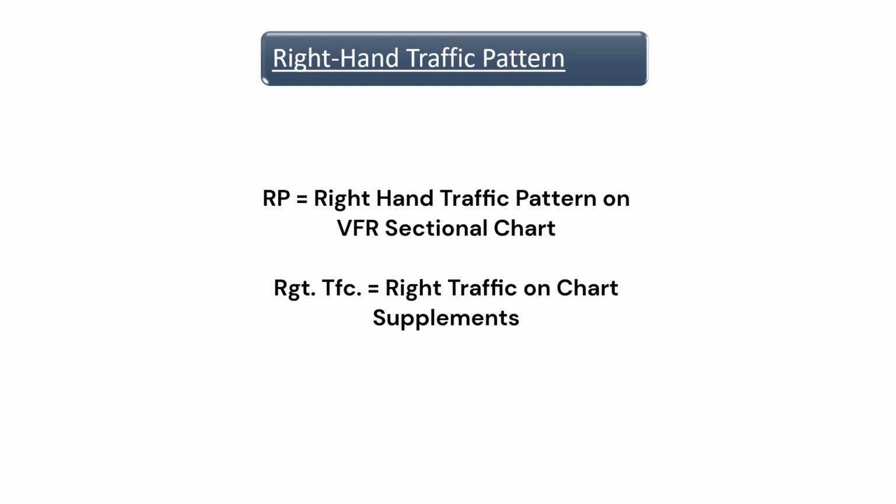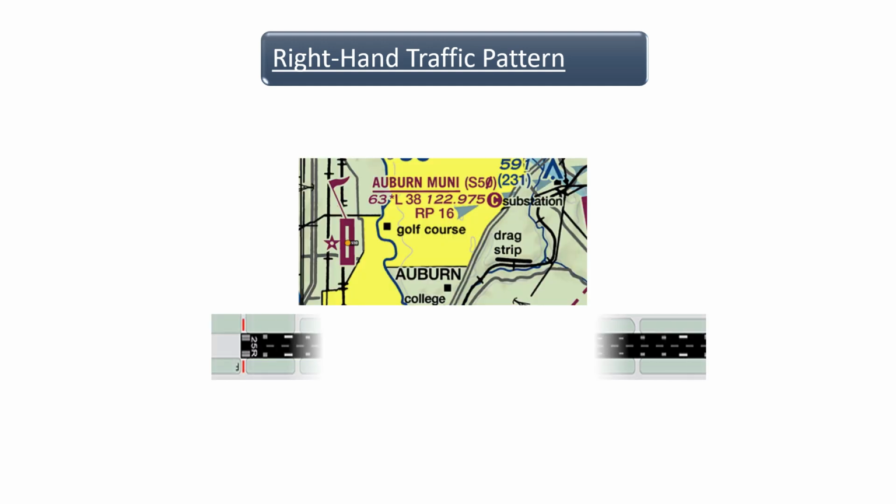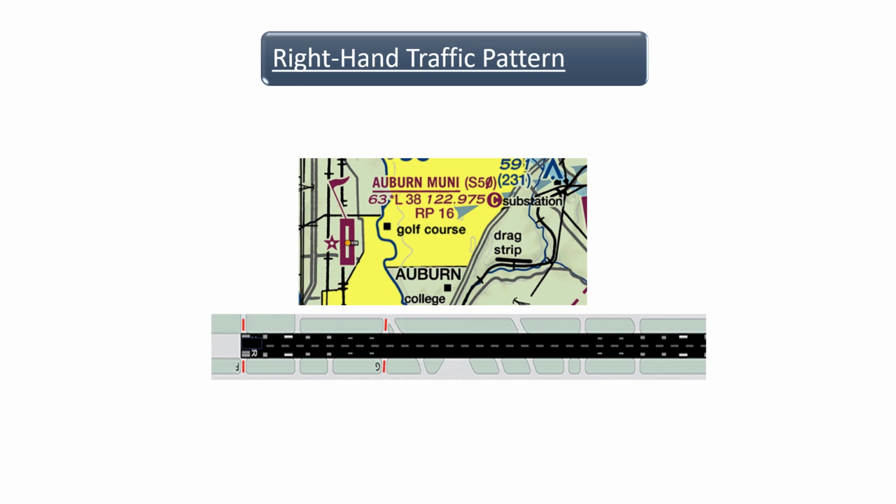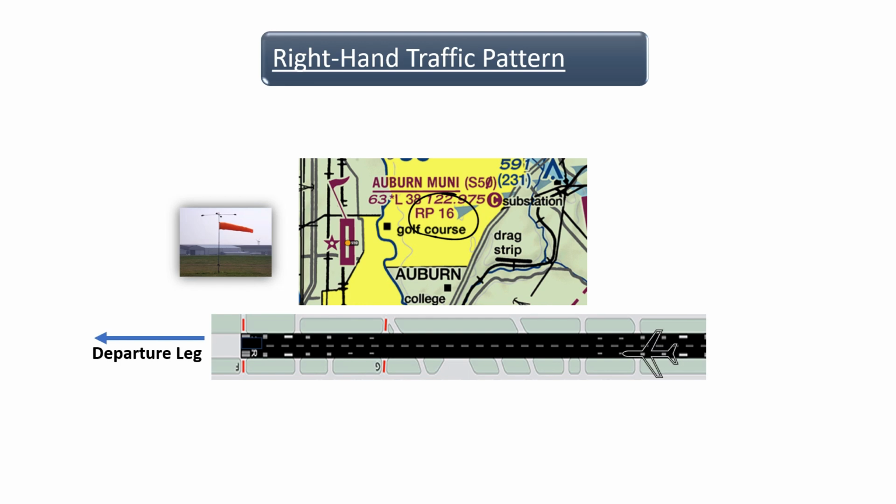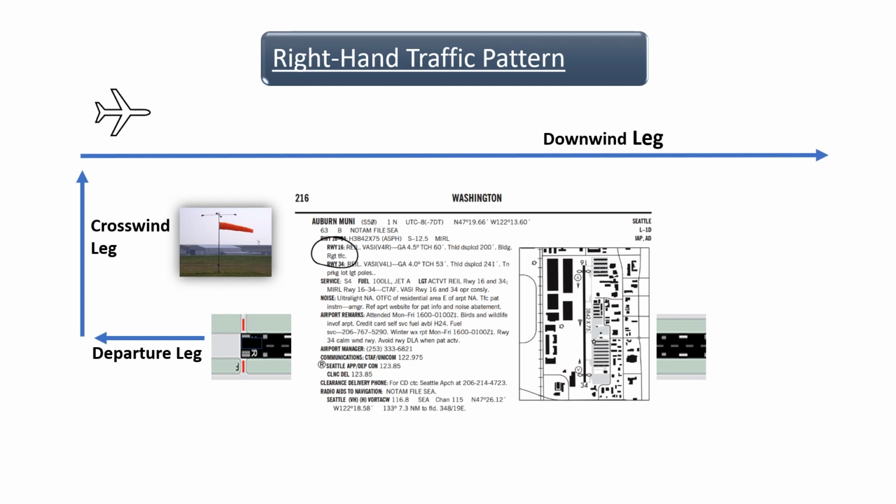Airports with a right-hand traffic pattern will be illustrated with the letters RP on a VFR sectional chart. For instance, Auburn Municipal Airport in Auburn, Washington is a non-towered airport with a right-hand traffic pattern for runway 16. Notice the letters RP next to the number 16. This means that a right-hand traffic pattern should be flown if landing on runway 16 at Auburn Municipal Airport. The chart supplements, also known as the Airport Facility Directory, will have the abbreviation as shown to indicate that a right-hand traffic pattern should be flown.